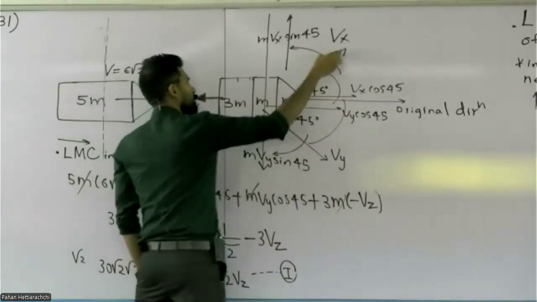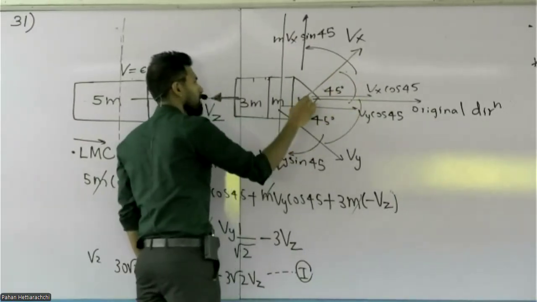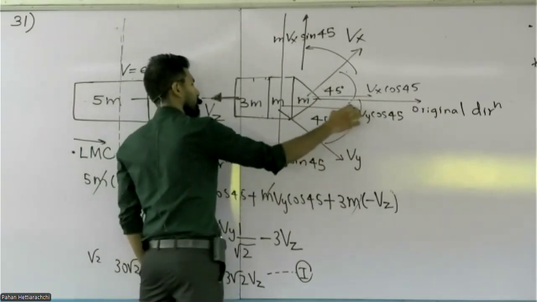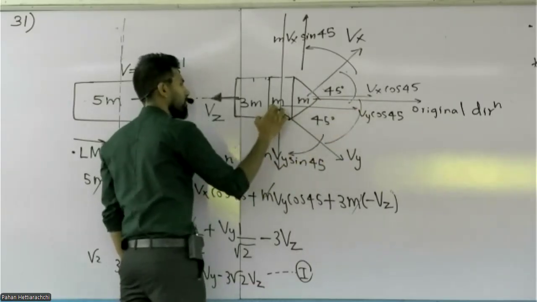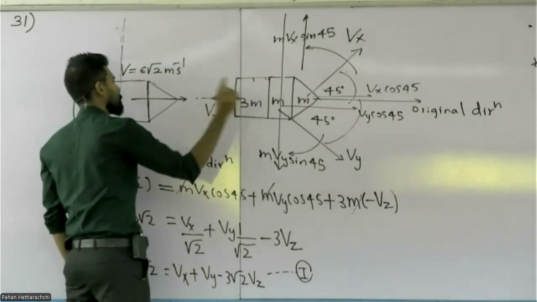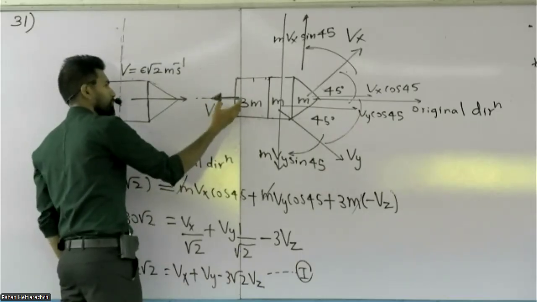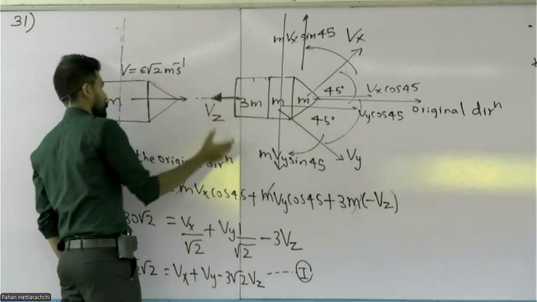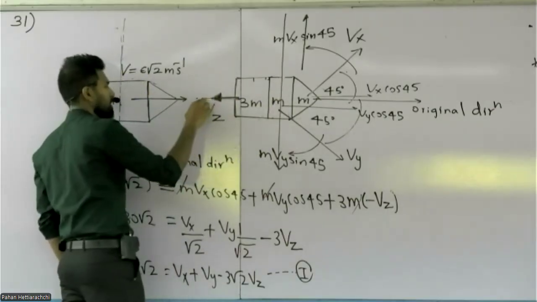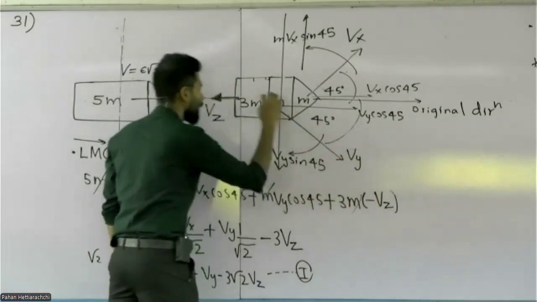If this is Vx, cos 45 is the velocity component in the initial direction. M Vx cos 45. If this is Vy, what is the velocity in the initial direction? Vy cos 45. M Vy cos 45 is the momentum component. And 3m into Vz is not the answer. 3m into minus Vz. Why? The mass 3m is moving in the opposite direction, so you have to show that with the minus mark. When you consider the initial direction, the opposite direction will be denoted by this minus mark. So 3m into minus Vz is the momentum component of that part.